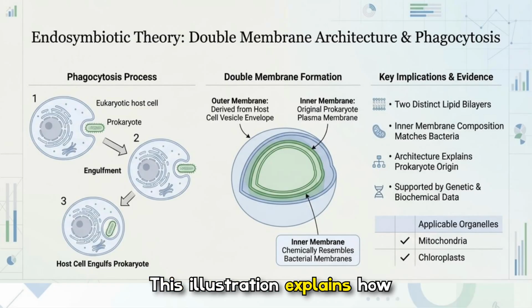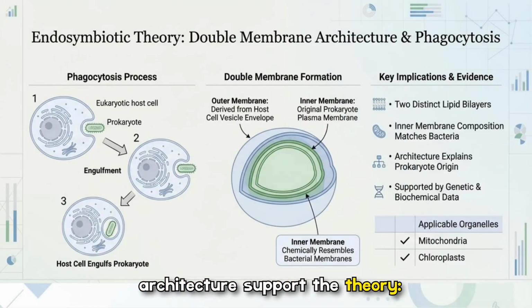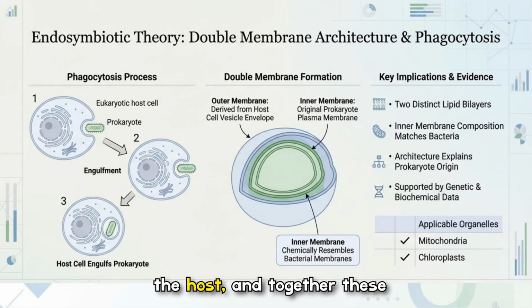This illustration explains how phagocytosis and membrane architecture support the theory. A host cell engulfs a prokaryote, creating a double membrane around the symbiont. The inner membrane chemically matches bacterial membranes, while the outer membrane derives from the host. Together, these structural clues, backed by genetic data, explain how mitochondria and chloroplasts retain prokaryotic features.